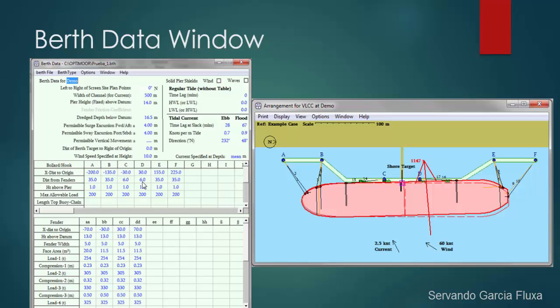Then you're going to define the position, the vertical position, the Y position, the Y coordinate of the bollards, by a relative distance regarding the fenders.